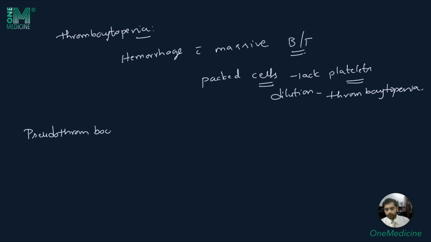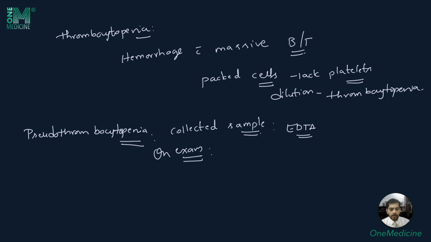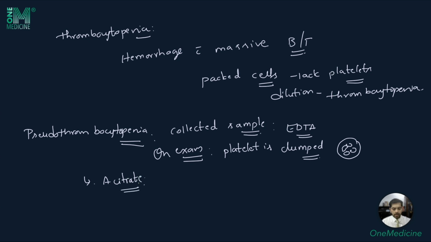Pseudothrombocytopenia. This is usually seen in collected samples, that is the samples collected within the test tube, especially when EDTA is used as an anticoagulant. On examination of the smears, it is easily found out that the platelet is clumped and multiple platelets are counted as a single platelet by the counting machine. So to prevent this, a citrate tube can be used, especially when a pseudothrombocytopenia is suspected. So instead of EDTA, citrate can be used as the preferred anticoagulant.